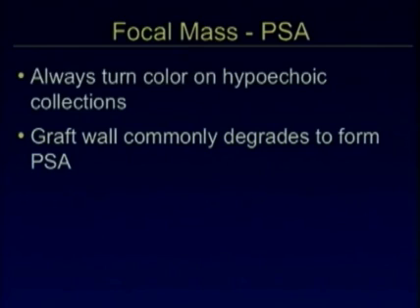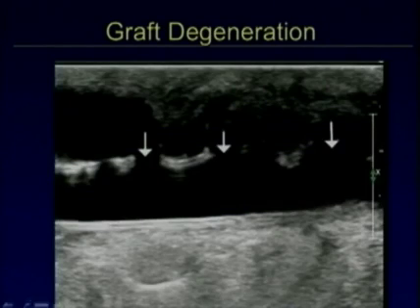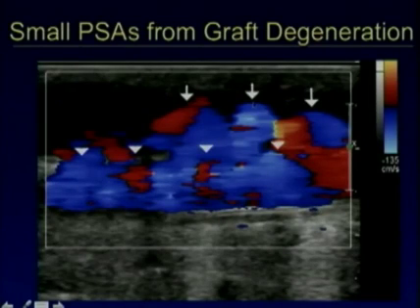Now, the graft wall will commonly degrade to form little pseudoaneurysms, and in general, nothing is done about them until they get to a reasonable size. And that definition of reasonable changes with the patient and with the surgeon. You may also get a pseudoaneurysm from inadequate pressure after removal of the dialysis needle. So this is an example, a grayscale image of a degenerating graft, and here's all these little pseudoaneurysms. It's pretty common with an older graft. And this is color, putting color on, and you can see all these little patent outpouchings from that graft. It is a synthetic material, so it cannot repair itself after repeated sticks.